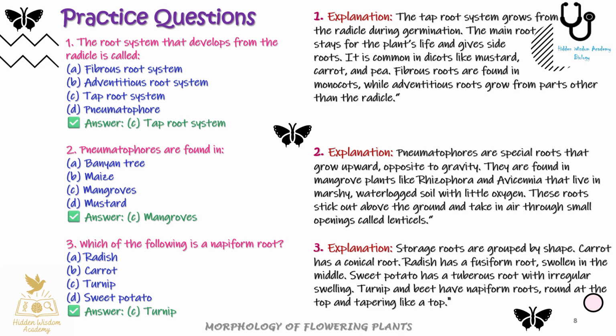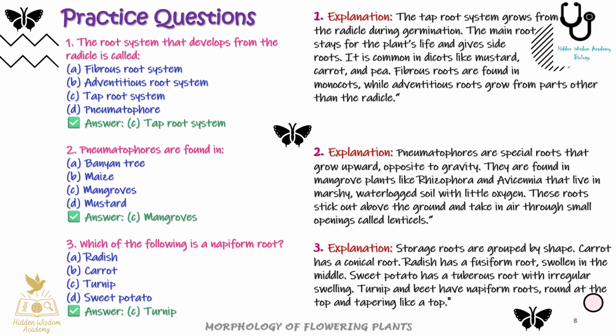Now, let's move to question 2. Pneumatophores are found in. Option A. Banyan tree. Option B. Maize. Option C. Mangroves. Option D. Mustard.